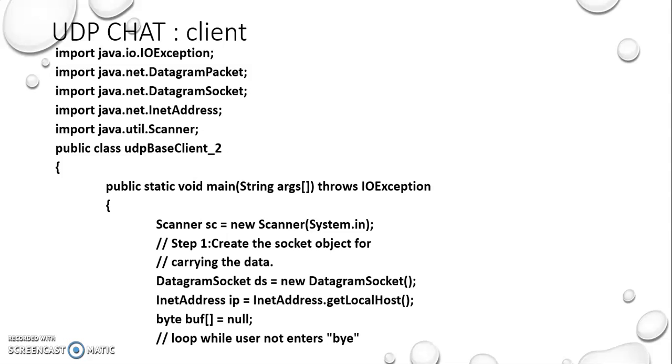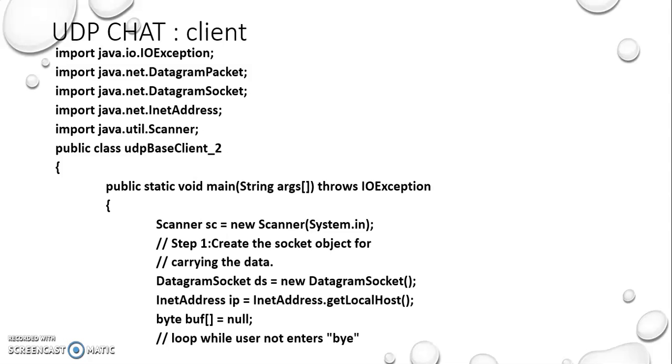So we have the main program which throws IOException every time. Then after that, a Scanner object is created, new Scanner(System.in). So you have the parameter as System.in. That means you can read some data from the console. Then we have to create an object of DatagramSocket. So in UDP we always have DatagramSocket to create the object. That is the object instantiation. Then, to get the local IP address, InetAddress.getLocalHost. So we have the IP address also.